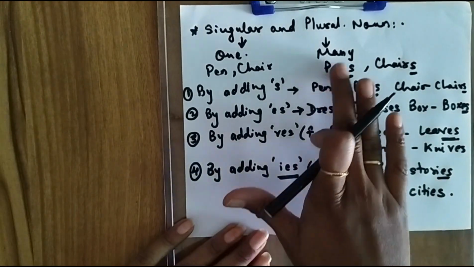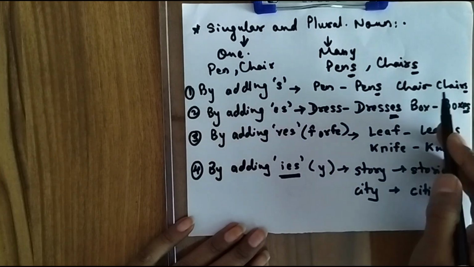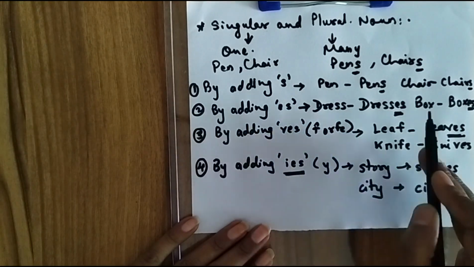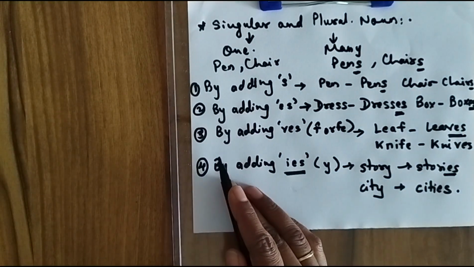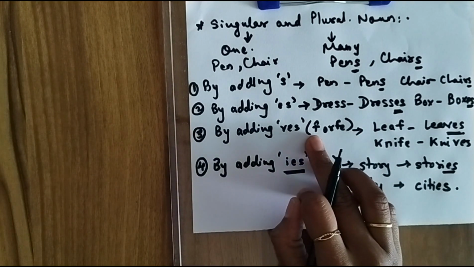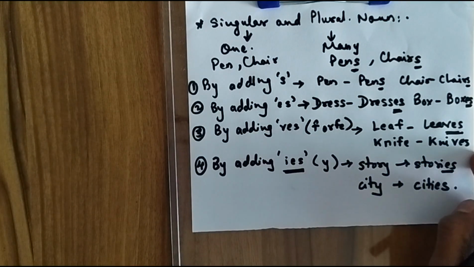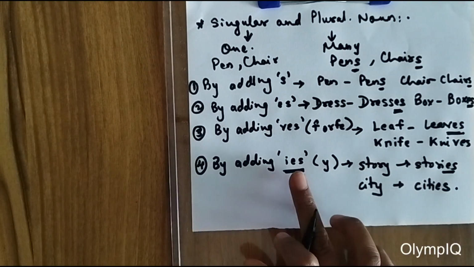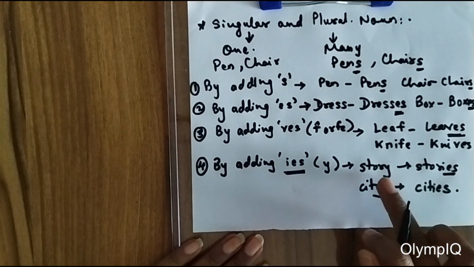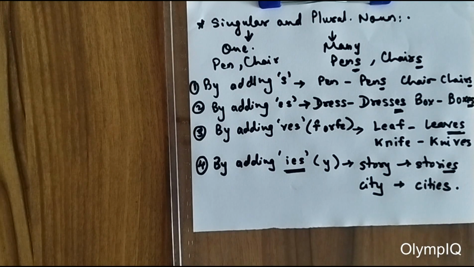Now there are certain rules for creating plural nouns. That is by adding s. For example, pen, pens, chair, chairs. Second rule is by adding es. That is dress, dresses, box, boxes. Third rule would be by adding ves. These are specifically for the nouns ending in f or fe. That would be leaf, leaves, knife, knives. And the fourth rule is by adding ies. This is specifically for nouns ending with y. So it would be story, stories, city, cities. Hope you got it.